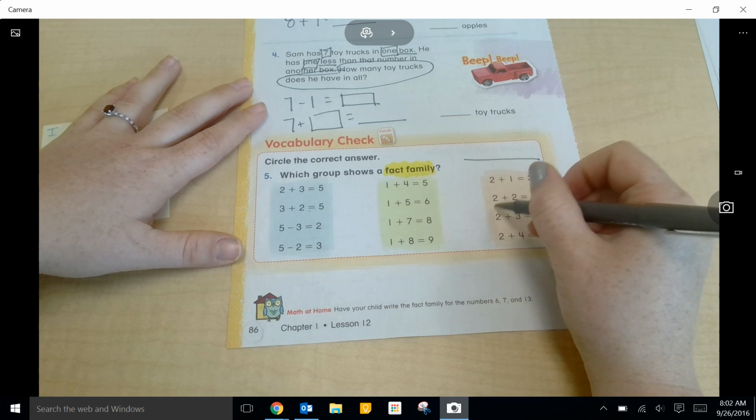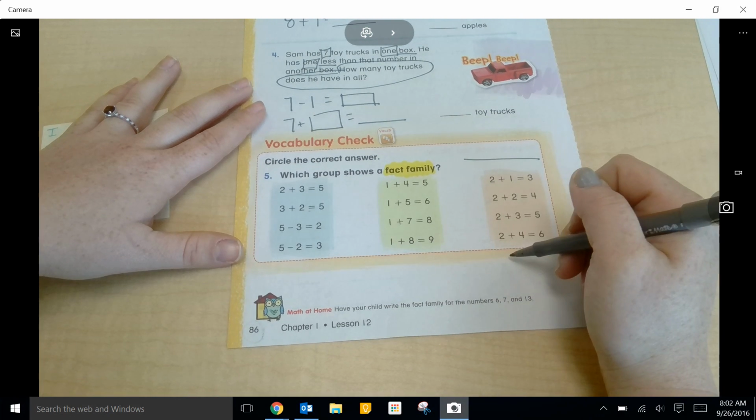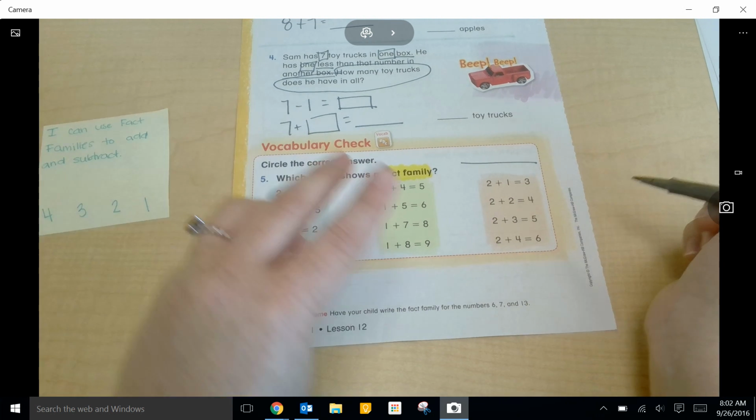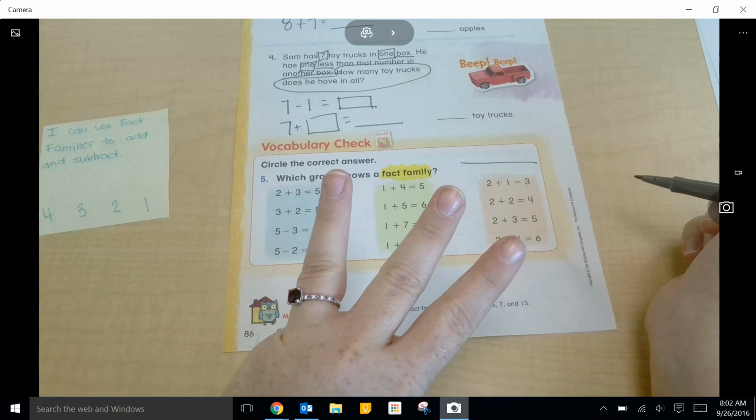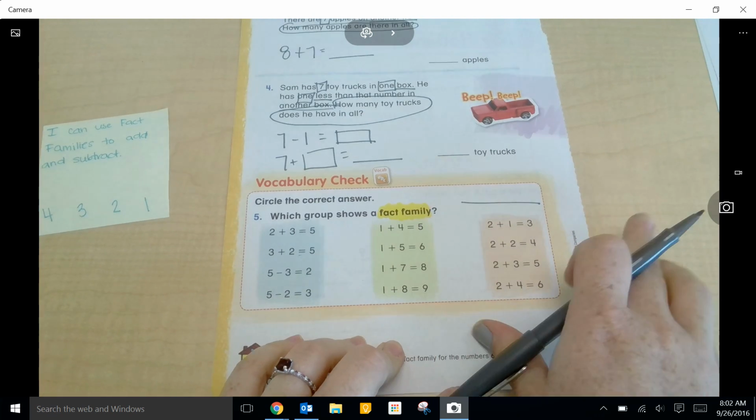2 plus 1 equals 3. 2 plus 2 equals 4. 2 plus 3 equals 5. 2 plus 4 equals 6. Remember, it's only supposed to be 3 numbers. Go ahead and solve the rest of this page on your own.